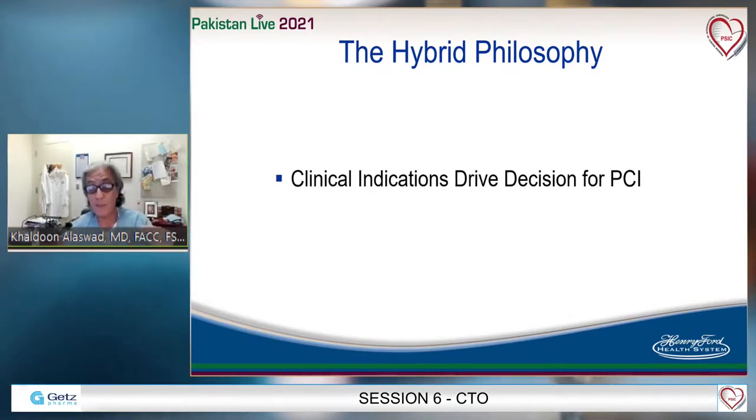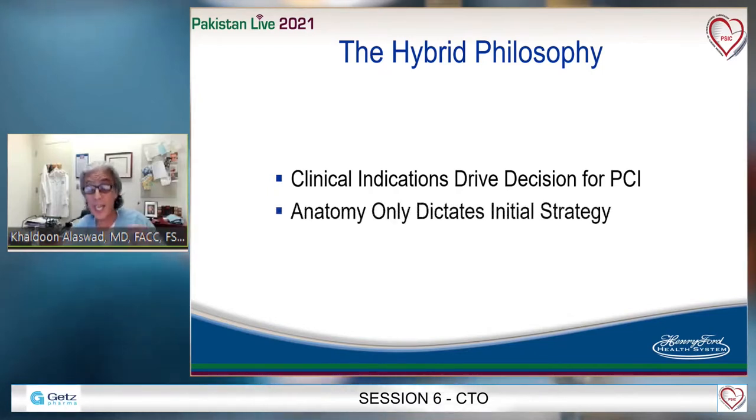So, and if it's difficult, it's too bad. You send it to someone who can do it. You don't tell the patient medical therapy because it's too difficult. So clinical indication drives the decision for PCI. Anatomy: when you study the angiogram, then you decide which strategy.